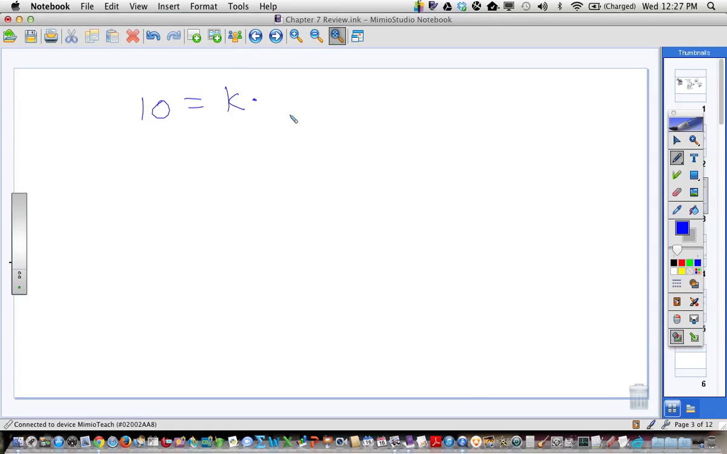The natural length is 18. Compress it to 6. It doesn't matter if you compress or stretch, it's the same. You don't use negatives or anything. So that's a 2. A 2 goes there. So k becomes 5. So that gives you your force equation of 5x. And so that goes in here. And then you're going to stretch it from that 16 down to 12.